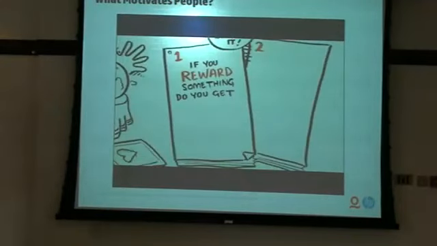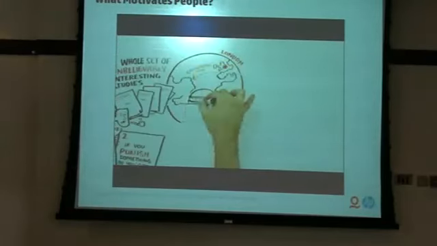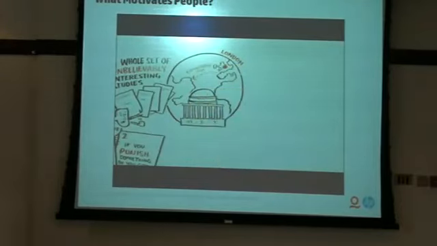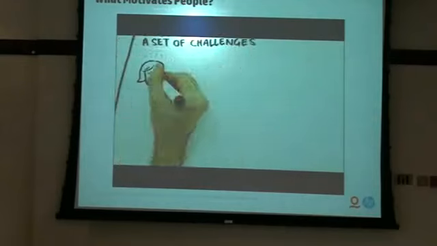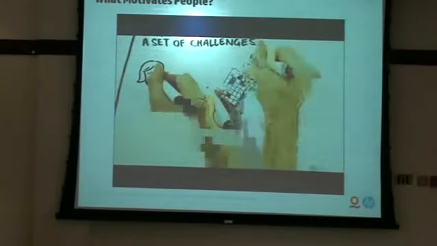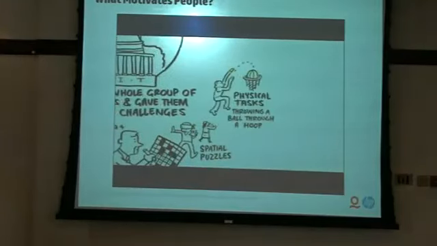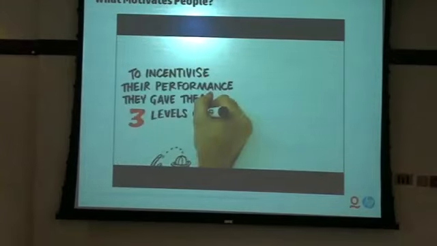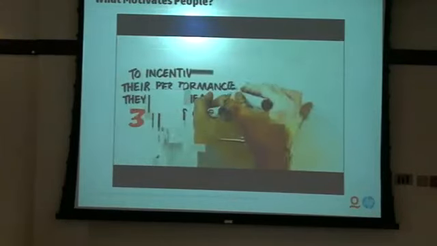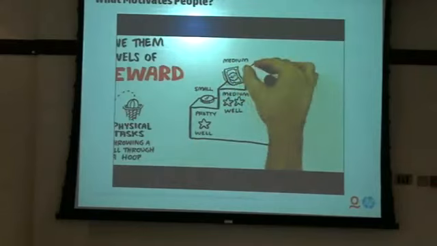So let's go from London to the mean streets of Cambridge, Massachusetts, in the northeastern part of the United States. And let's talk about the study done at MIT, Massachusetts Institute of Technology. Here's what they did. They took a whole group of students and they gave them a set of challenges. Things like memorizing strings of digits, solving word puzzles, other kinds of spatial puzzles, even physical tasks like throwing a ball through a hoop. They gave them these challenges, and to incentivize their performance, they gave them 3 levels of rewards. If you did pretty well, you got a small monetary reward. If you did medium well, you got a medium monetary reward. And if you did really well, if you were one of the top performers, you got a large cash prize.